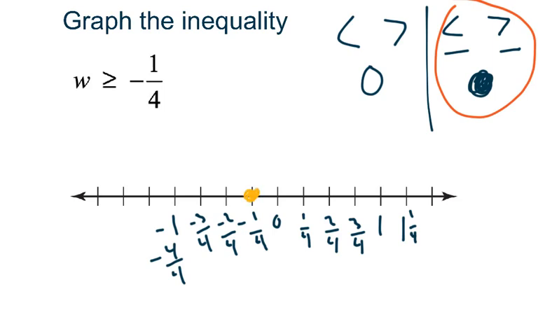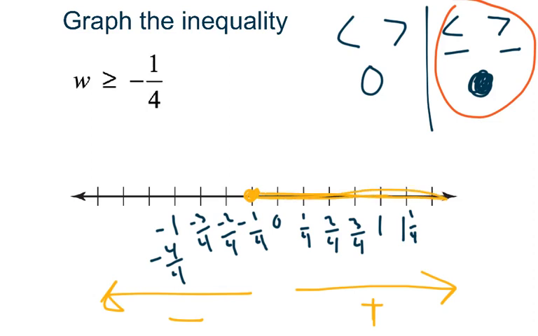Now, it says W is greater than or equal to negative 1/4. So remember, what direction do I go? This way, numbers get bigger. To the left, numbers get smaller. So W is greater than or equal to negative 1/4. There's my negative 1/4 right here. W is greater than that or equal to it. So I'm going to shade in the greater direction. Okay, so that's how you do that.